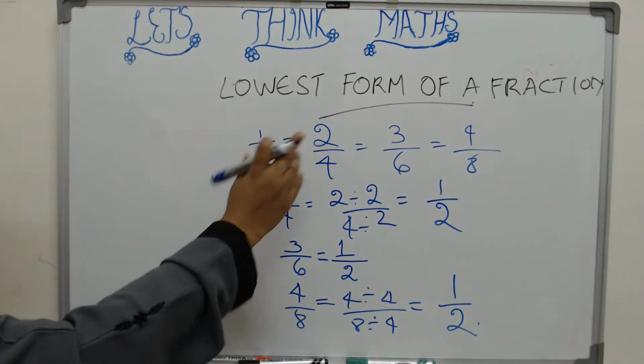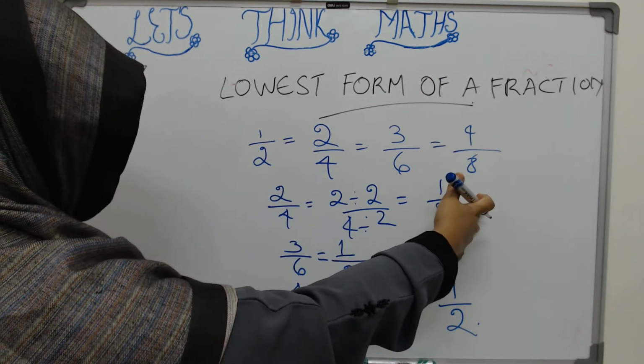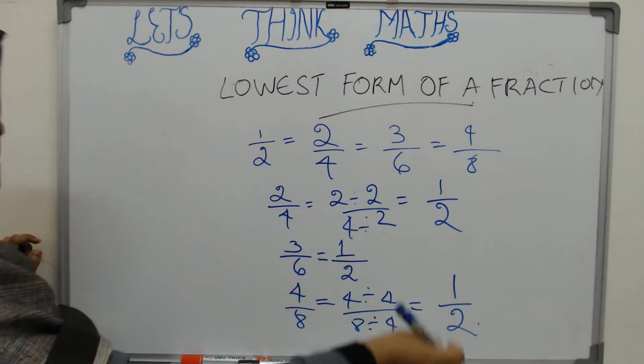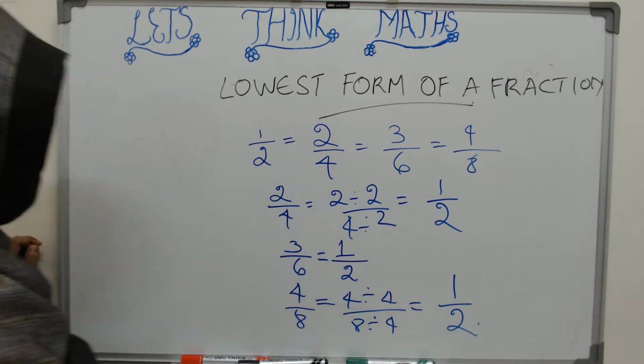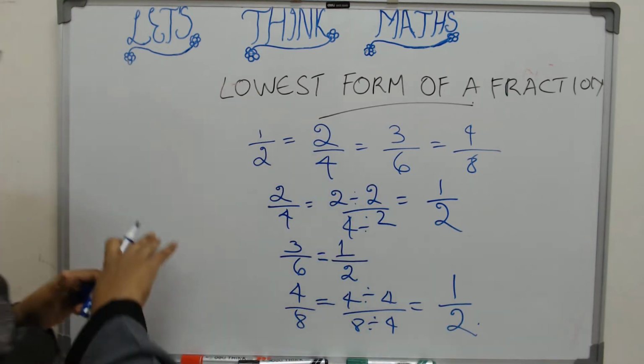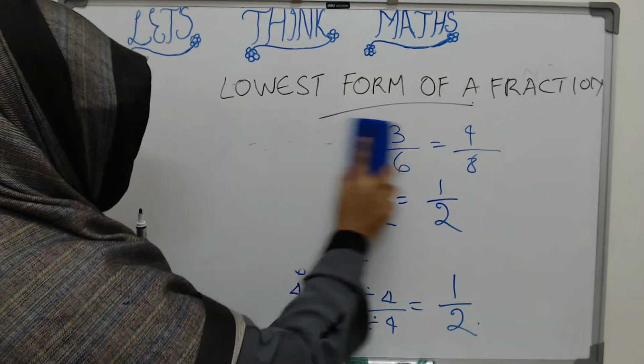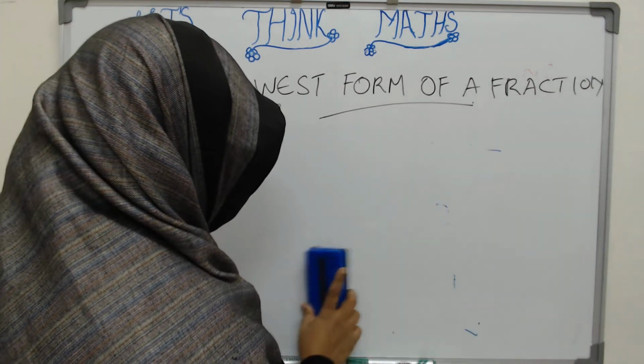So even though you see 4 different fractions, when you reduce them to the lowest term, all of them are 1 by 2. That is why they all are equivalent. Now let us see another set of equivalent fractions.